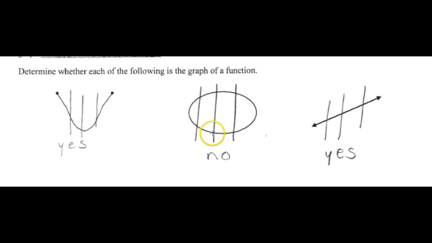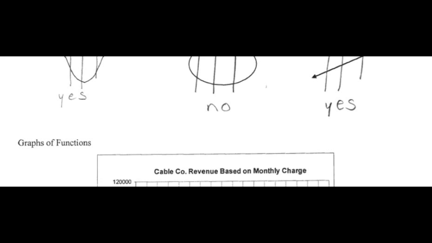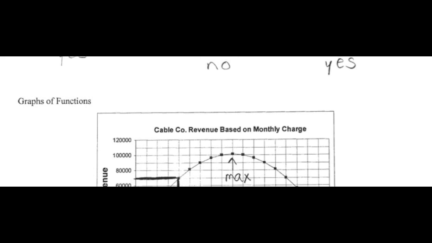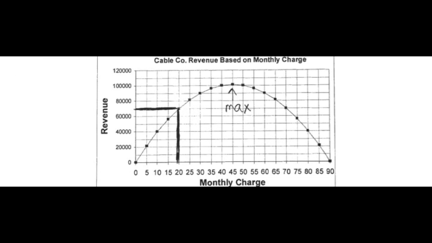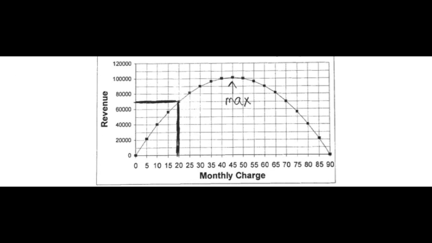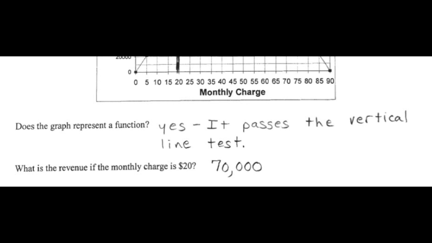Is this a function? No. I've drawn 3 vertical lines that intersect it twice. It is not a function. Is this a function? Yes, because every possible vertical line you could draw would intersect the graph at most one time. So let's look at this. Is this a function? Yeah, all vertical lines would intersect this graph only one time. So it passes the vertical line test.